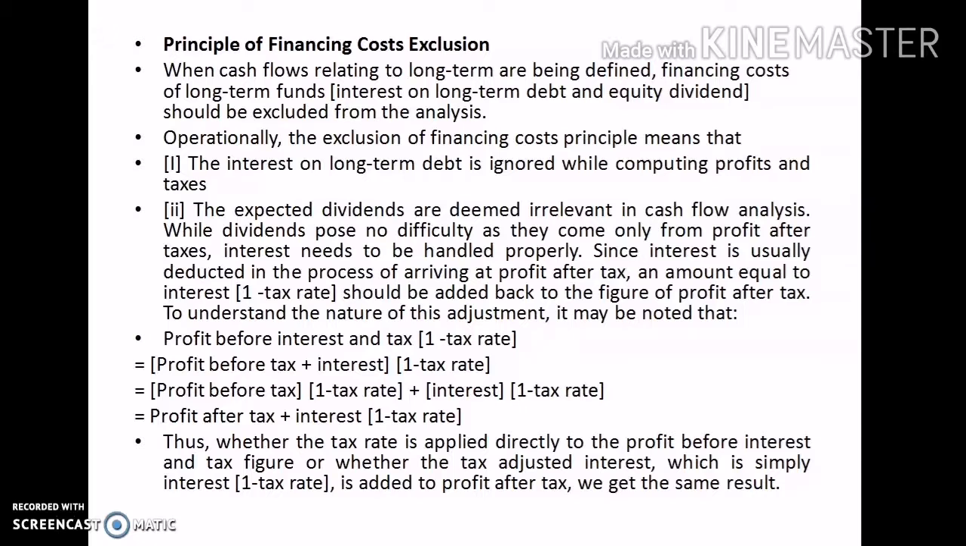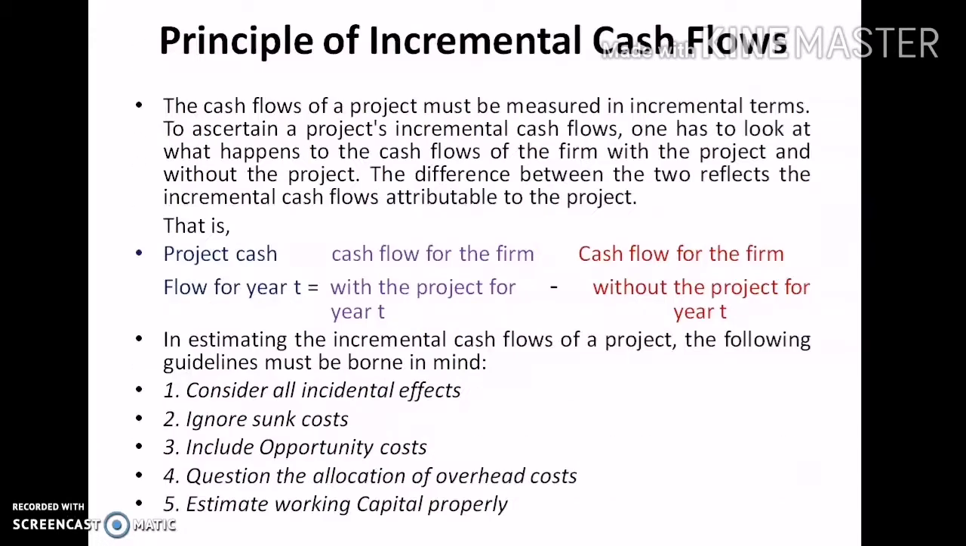This can be elaborated in the following equation: profit before interest and tax times (1 minus tax rate), which equals profit before tax plus interest, times (1 minus tax rate). That finally will give you the result, that is, profit after tax plus interest times (1 minus tax rate). Thus, whether the tax rate is applied directly to the profit before interest and tax figure, or whether the tax-adjusted interest, which is simply interest times (1 minus tax rate), is added to profit after tax, we get the same result. Therefore, this principle highlights that we should exclude the financing cost, especially the cost of long-term funds, both long-term debt and equity dividend.